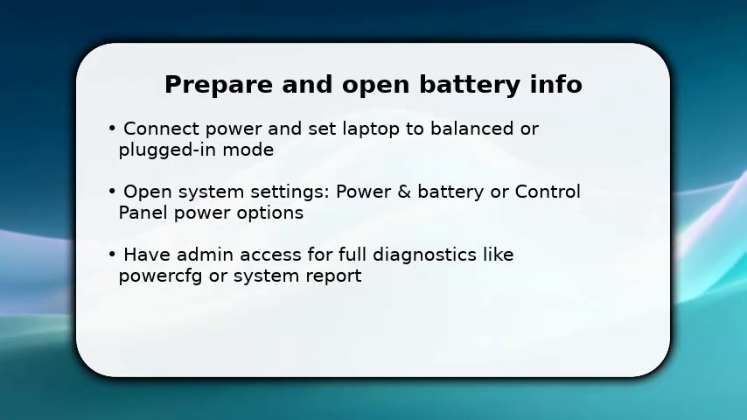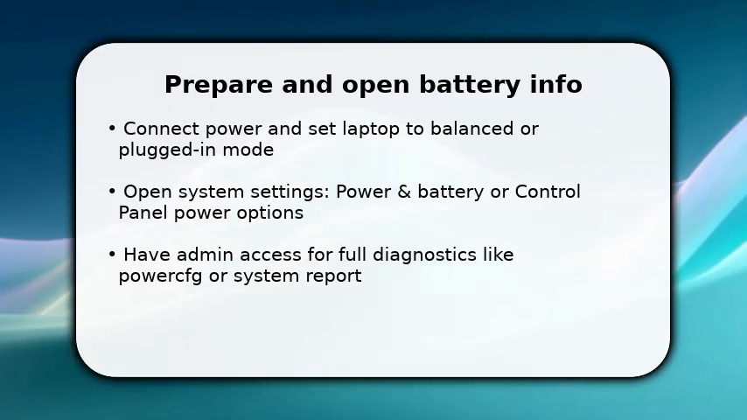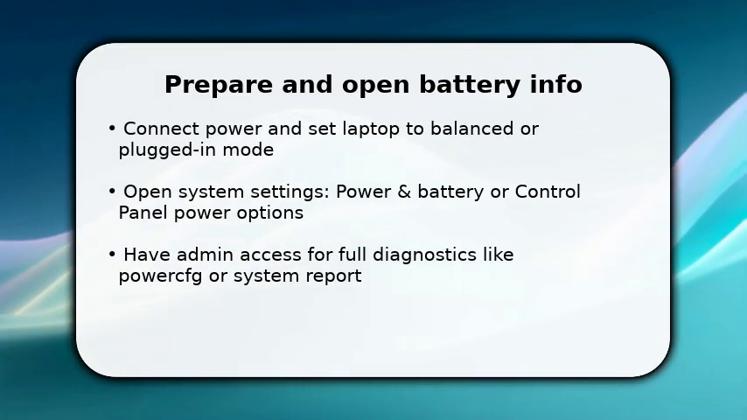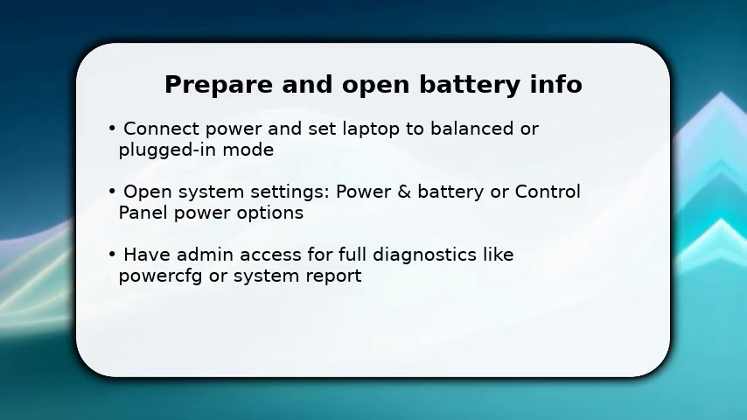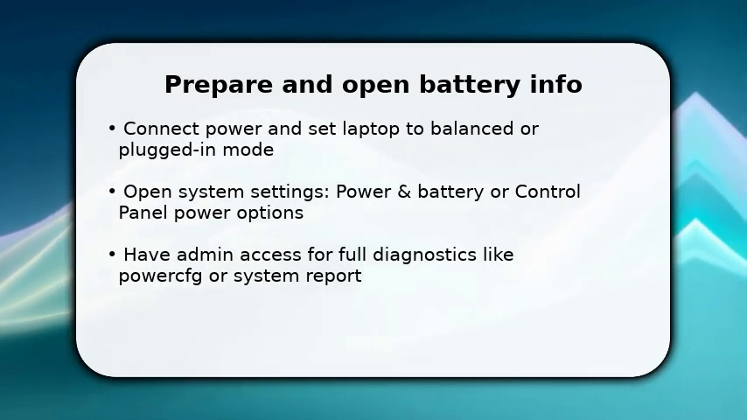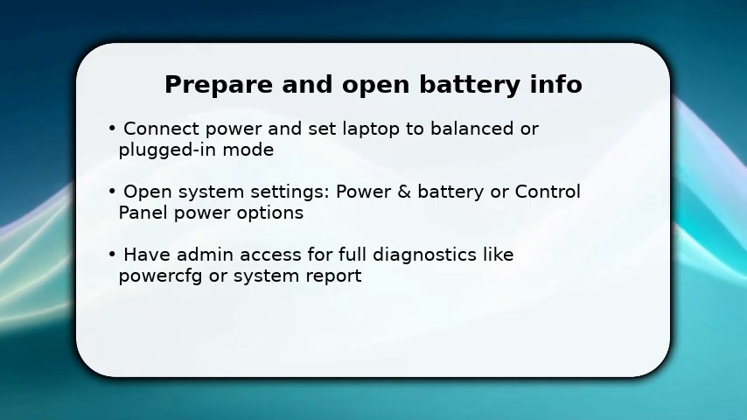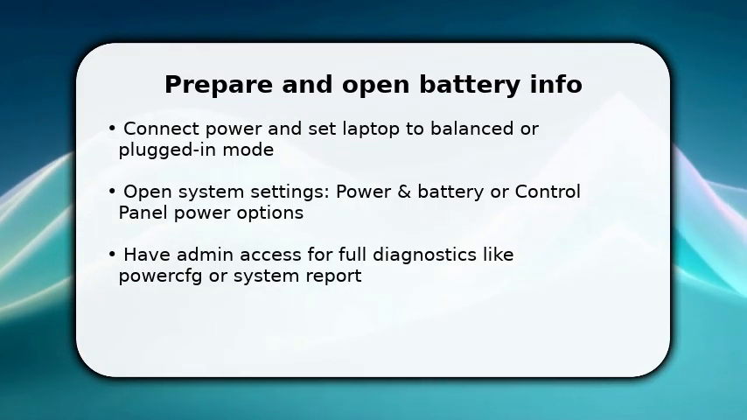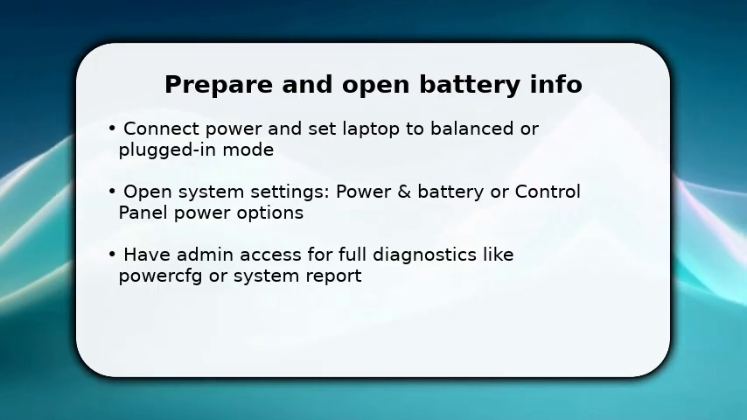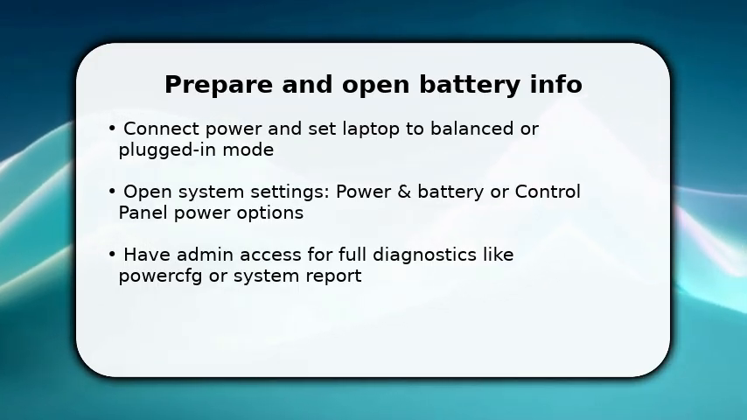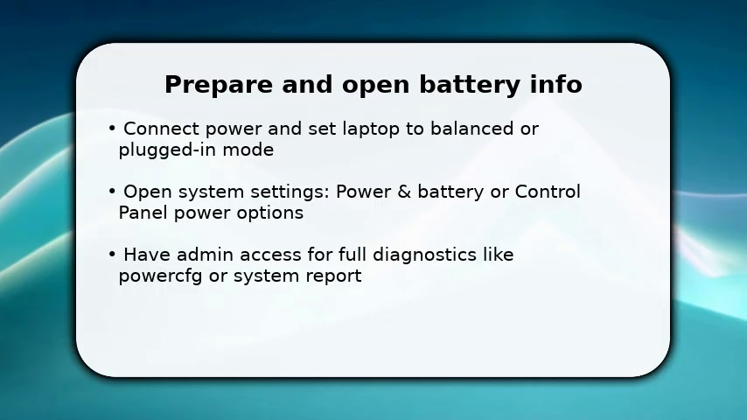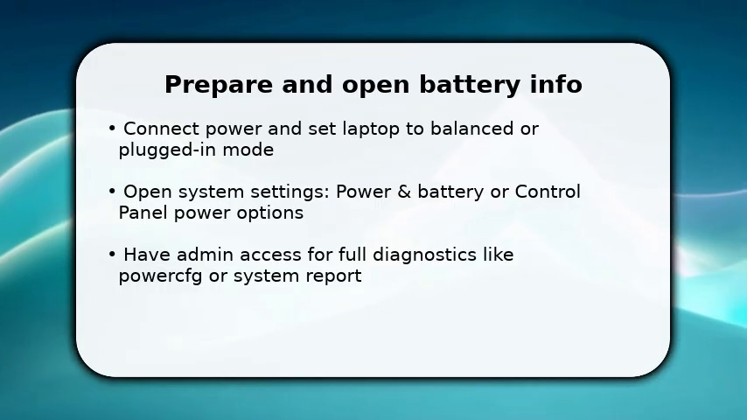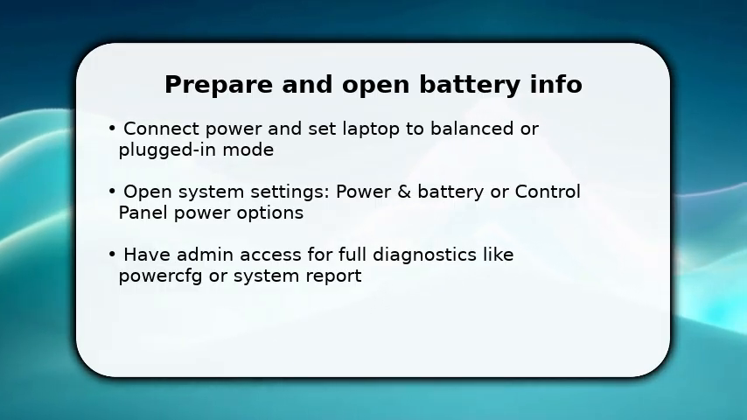You start by connecting the laptop to power and switching to balanced or plugged-in mode so readings are stable. Next, open System Settings, Power and Battery on Windows or Energy Saver on macOS to view immediate stats. Make sure you have administrative access. Once done, you can run deeper diagnostics like Windows powercfg or macOS System Report because these require permissions to show cycle counts and design capacity.